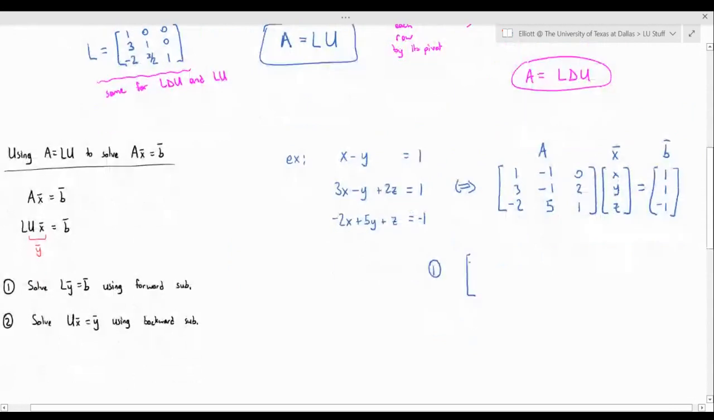So L was [1, 0, 0; 3, 1, 0; -2, 3/2, 1]. So that's L, times y. And for y, we'll just use y1, y2, y3. So Ly equals b, which is 1, 1, and minus 1.